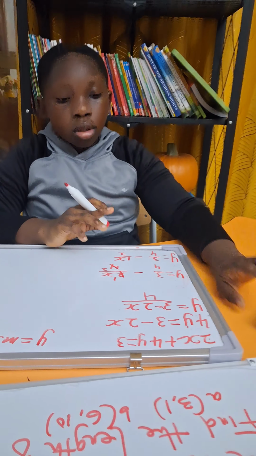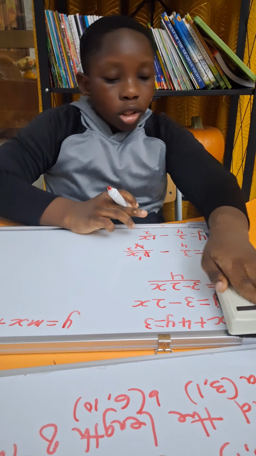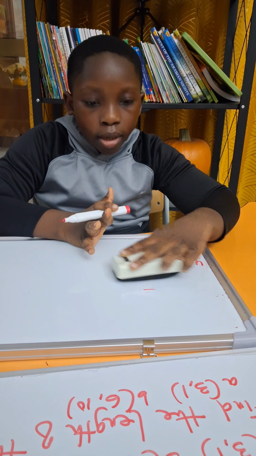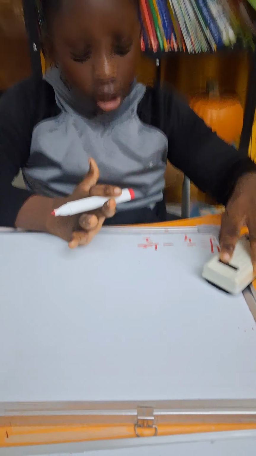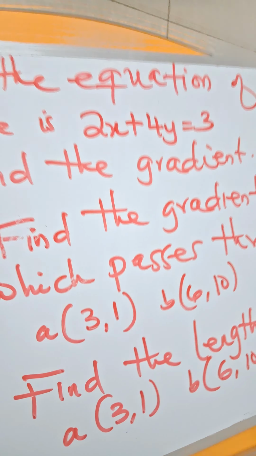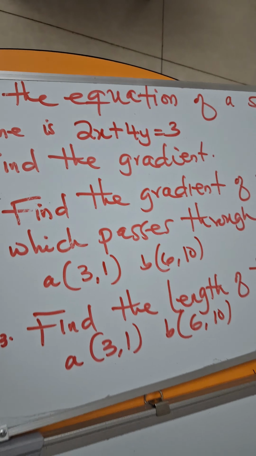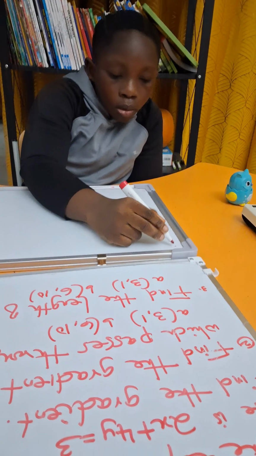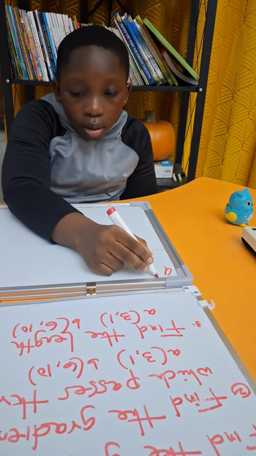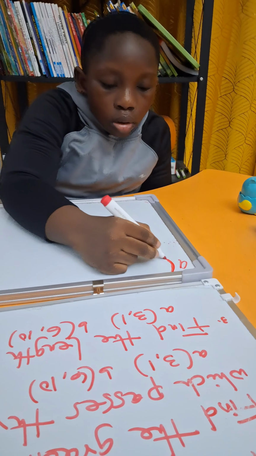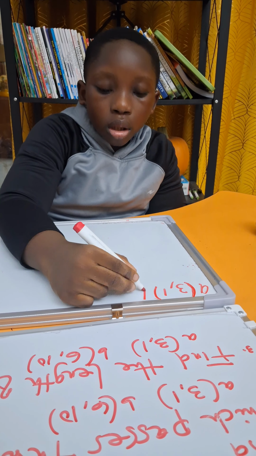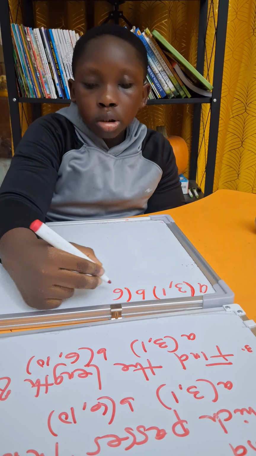All right. So we can move to the next one. Let's go to the next question. Find the gradient of the line which passes through the points A, 3 and 1, B, 6 and 10. So we have the coordinates 3 and 1, 6 and 10.